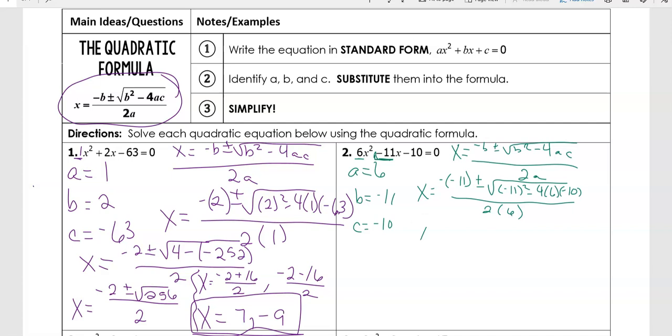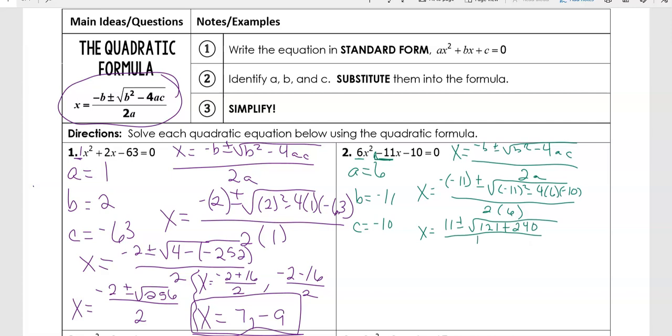All right, so x equals the opposite of negative 11, which is positive 11, plus or minus the square root. Negative 11 squared is 121 minus 4 times 6 times negative 10. 4 times 6 is 24, times 10 is 240, and negative negative is positive, so plus 240.